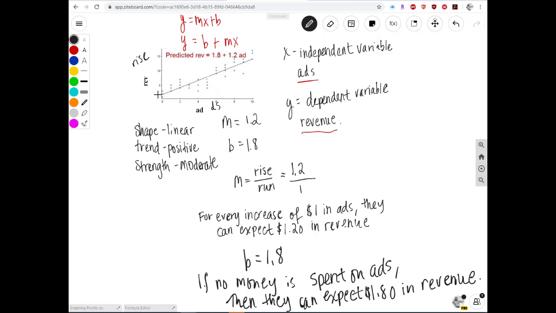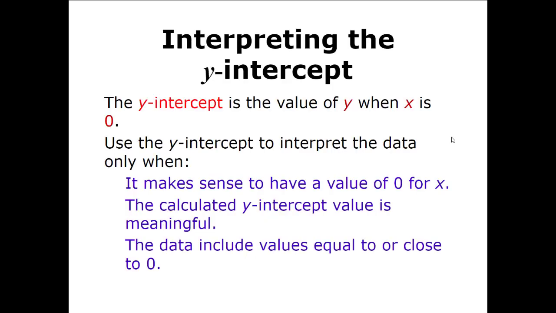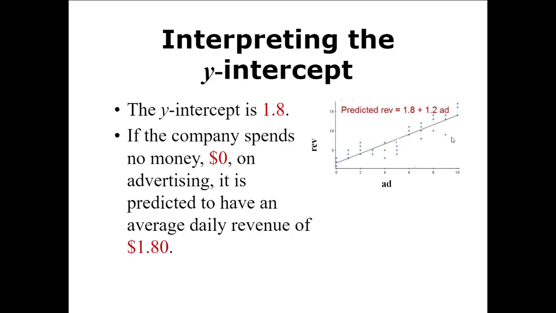So if you spend $1, you can expect to get $3 in revenue, right? 180 plus 120. And it just keeps increasing at this regular rate of 120, 120, 120 for every dollar that you spend. You can find this explanation in the Google Slides as well. I have provided the link to the Google Slides in the description box below. And this just has the same exact information that we discussed on Ziteboard.